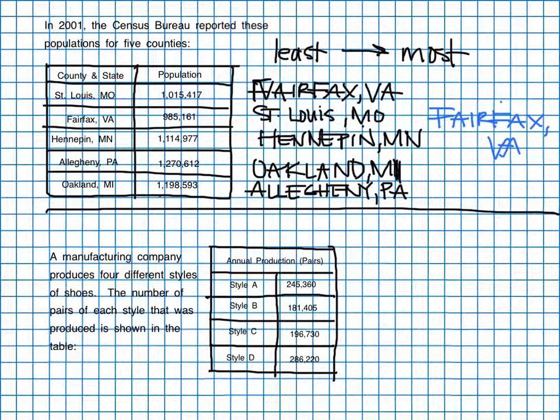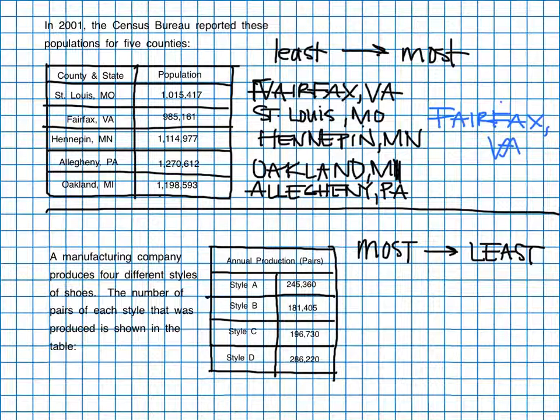So first thing we want you to do with this one, we want you to order them from which is the most produced shoe to the least produced shoe. Okay, pause the video and put those in order. Okay, don't just write A, B, C, D because that's not the right answer. But which is the most produced to the least produced.